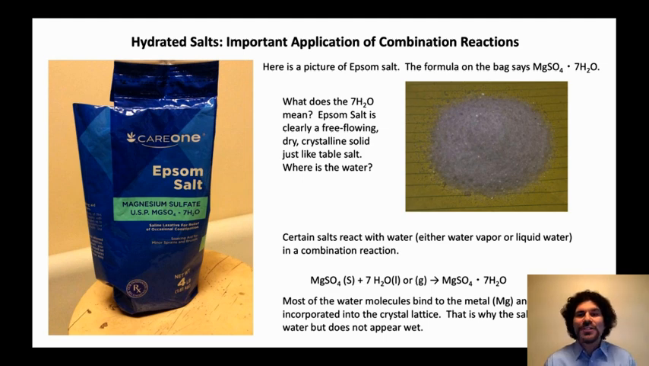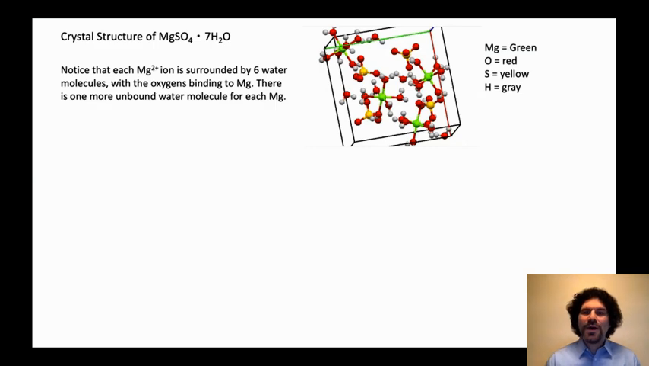Okay, so then how does this work on a molecular level? Well, most of the water molecules actually bind to the magnesium metal, and all of them are incorporated into the crystal lattice. That's why the salt contains water but does not appear wet. Okay, so I want to show you a picture of this crystal structure of magnesium sulfate heptahydrate. In this structure, magnesium is green, oxygen is red, sulfur is yellow, and hydrogen is gray.